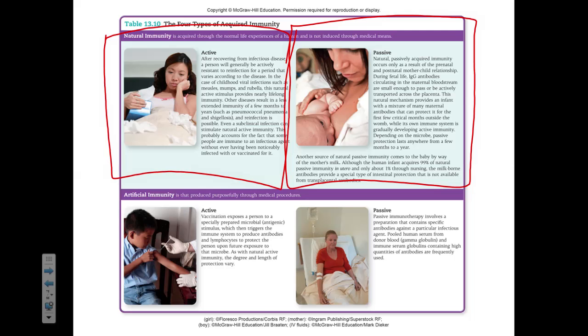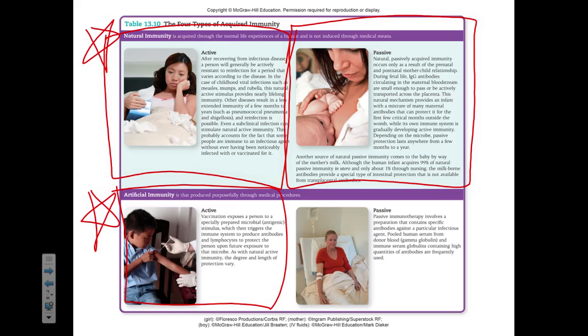We also have active artificial. Active artificial is vaccination. These two, active natural and active artificial, are the two most common. We also have artificial passive. This is going to be the injection of antibodies into somebody intravenously.